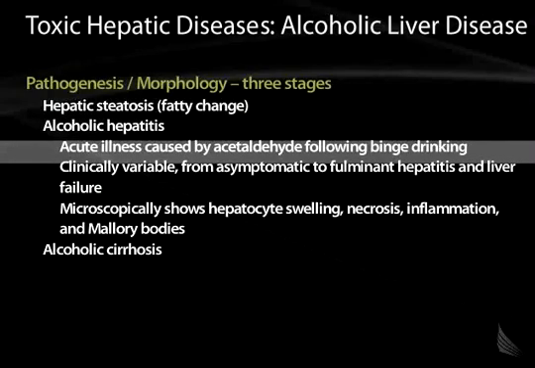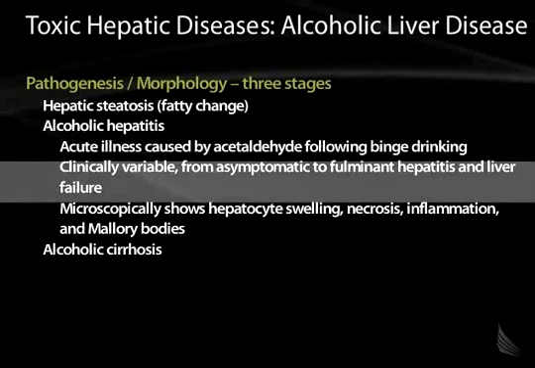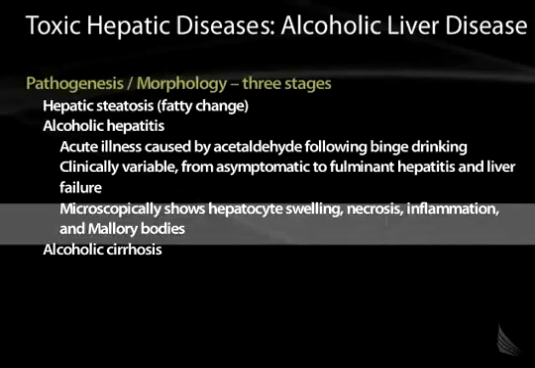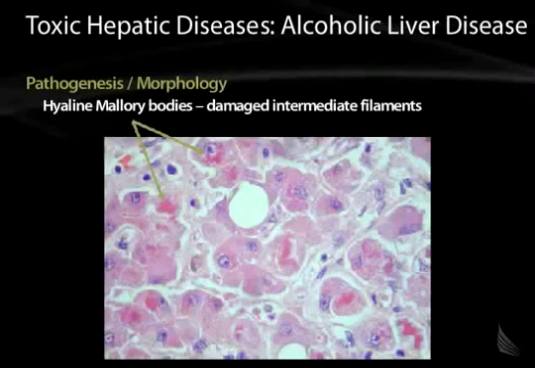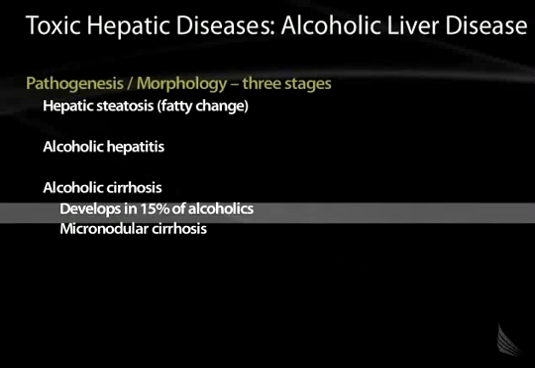This is an acute illness caused by acetaldehyde following binge drinking. It's clinically variable, from asymptomatic to fulminant hepatitis and subsequent liver failure. Microscopically, you can see hepatocyte swelling. Here you see a picture of hyaline-Mallory bodies. These are the bright pink areas here on the slide. This is damaged intermediate filaments. Alcoholic cirrhosis usually develops in 15% of alcoholics. It's characterized by a micronodular cirrhosis.